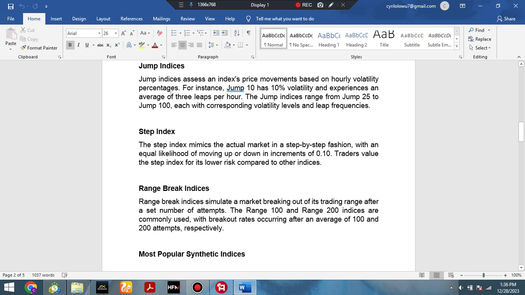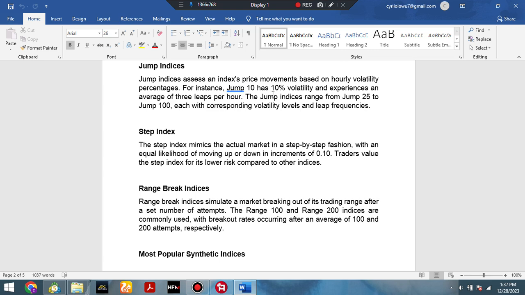Jump indices assess an index price movement based on hourly volatility percentage. For instance, Jump 10 has 10% volatility and experiences an average of 3 leaps per hour. The jump indices range from Jump 25 to Jump 100, each with corresponding volatility levels and leap frequencies.